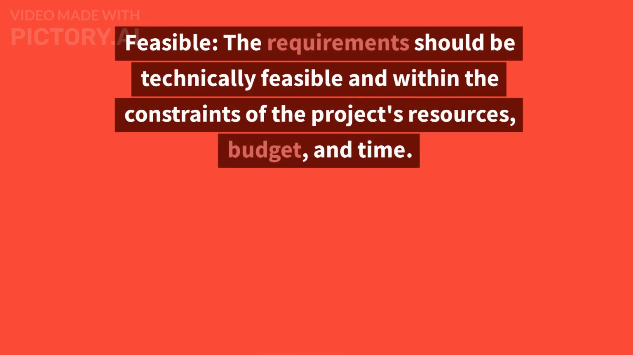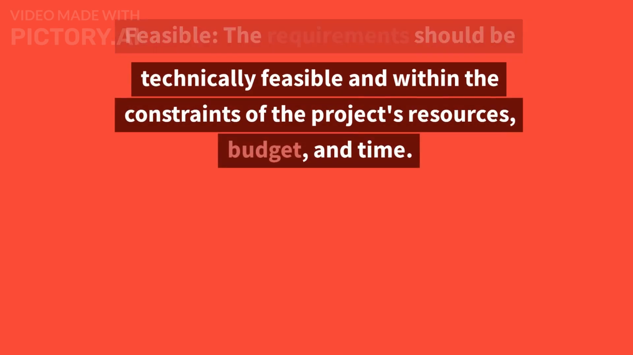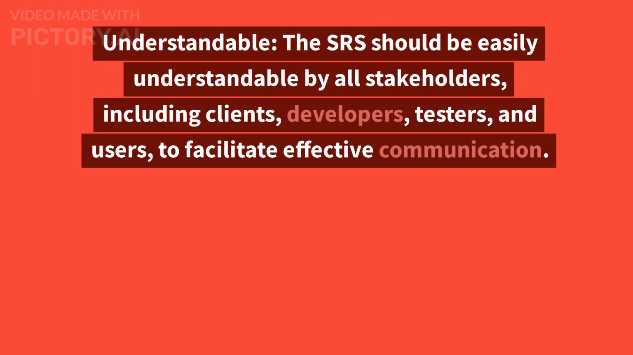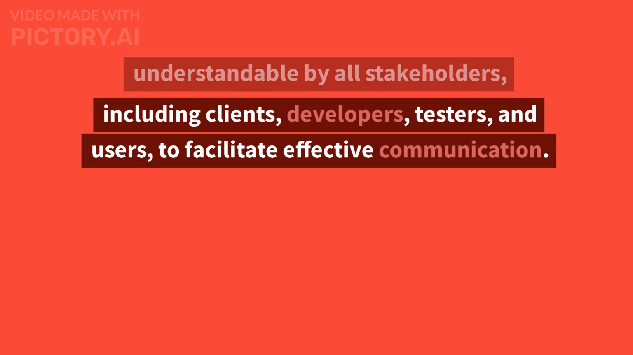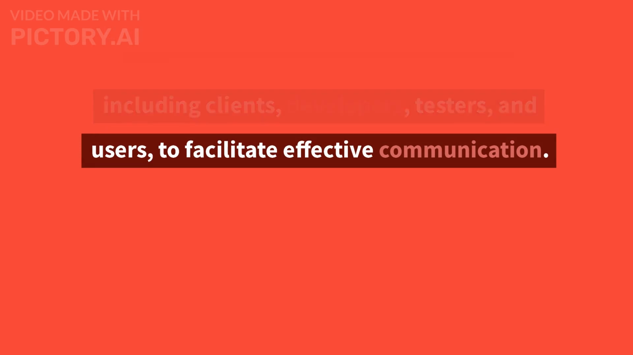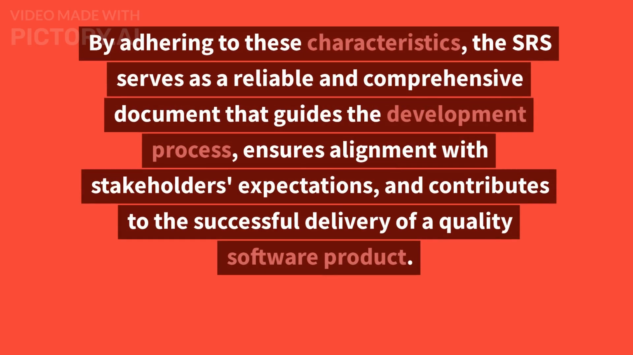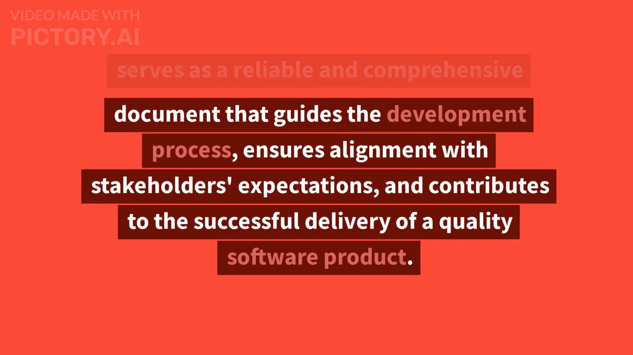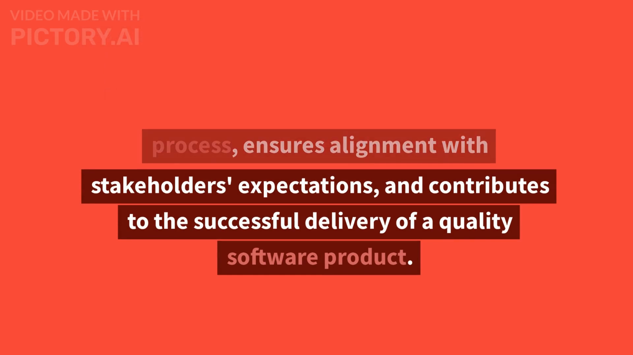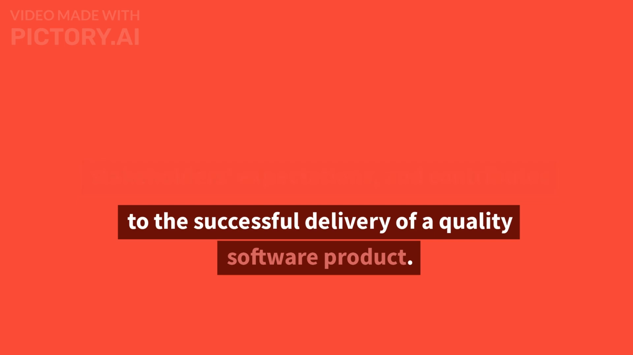7. Feasible. The requirements should be technically feasible and within the constraints of the project's resources, budget, and time. 8. Understandable. The SRS should be easily understandable by all stakeholders, including clients, developers, testers, and users, to facilitate effective communication. By adhering to these characteristics, the SRS serves as a reliable and comprehensive document that guides the development process, ensures alignment with stakeholders' expectations, and contributes to the successful delivery of a quality software product.